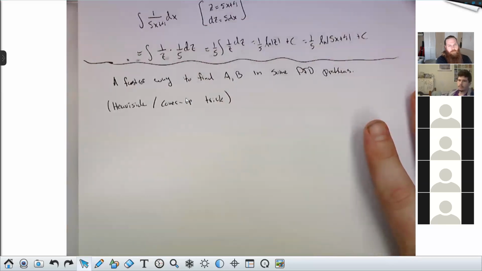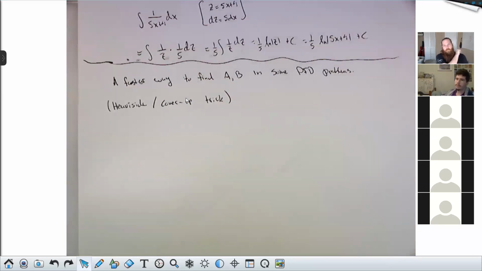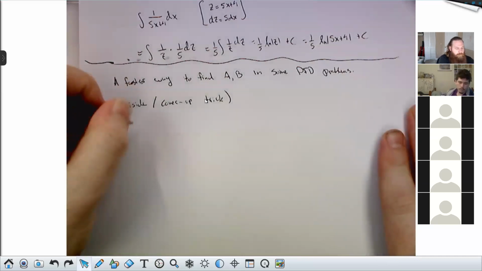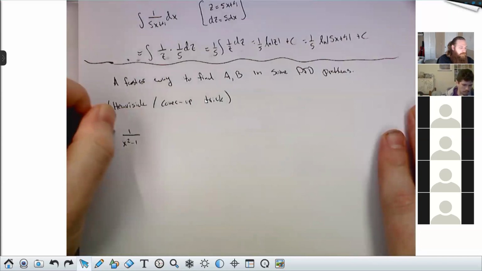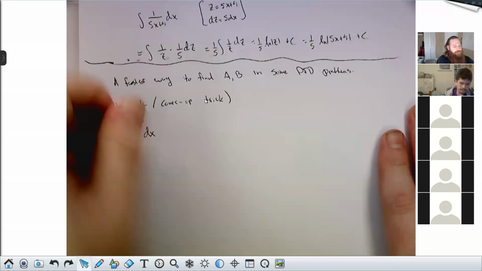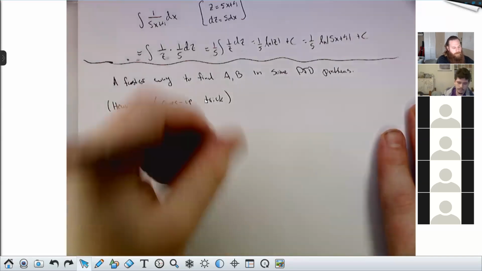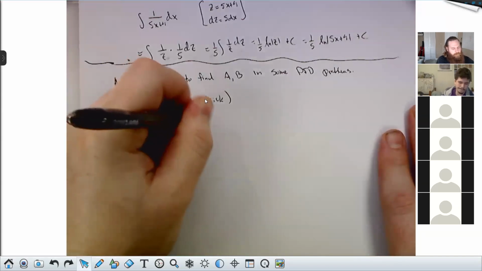If you look in the modules for our class on Canvas, you'll see I actually have linked a paper there that discusses the Heaviside cover-up trick, talks about why it works, and shows you a bunch of examples. I'll just do 1 or 2 here. I'll just do 1 for now, really. If I want to do this integral, I would set up some PFD.